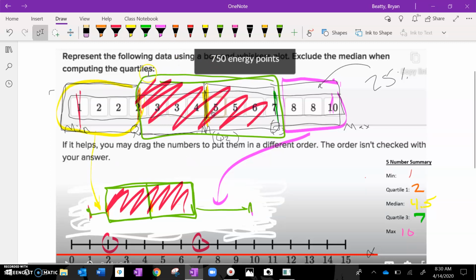So you can see how this data in the yellow here actually is a short distance between 1 and 2. So there's a lot of data points there. And it just kind of shows us a picture of how the data is distributed. Hope this helps.